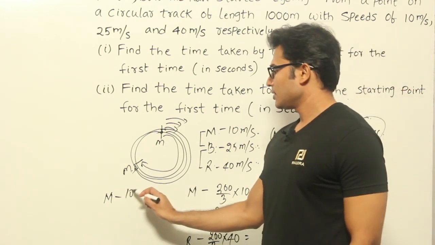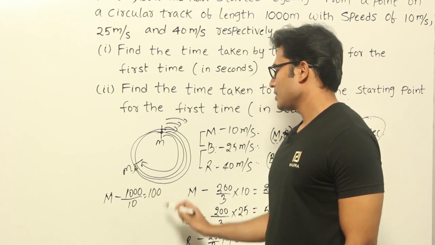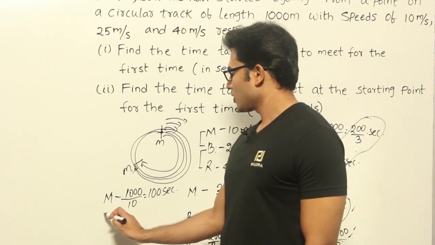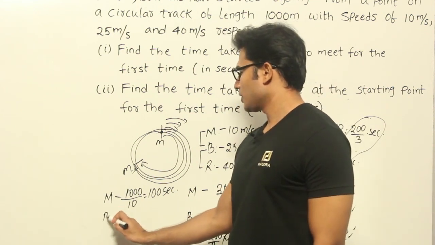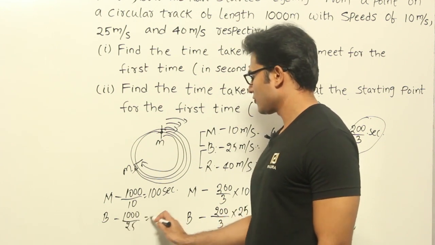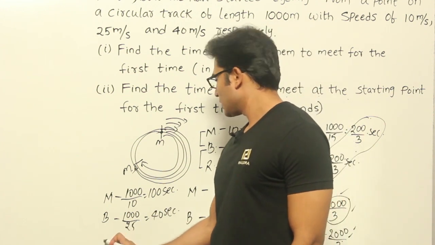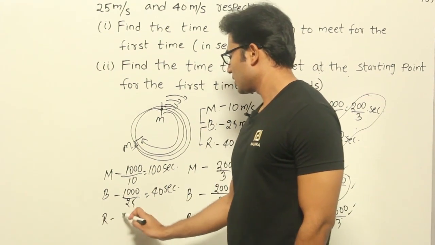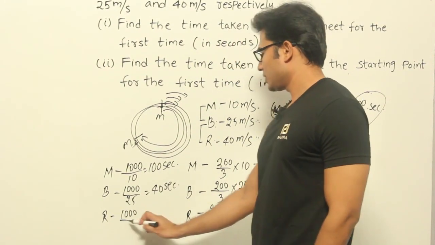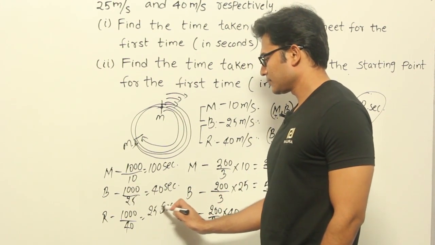So distance is 1000 divided by speed 10, which means 100 seconds is the time required by Murali to complete one round. And what about the time required by Balu to complete one round? It is 1000 divided by 25, which means 40 seconds, right? And what about the time taken by Ravi? It is 1000 divided by 40, which is 25 seconds, right?